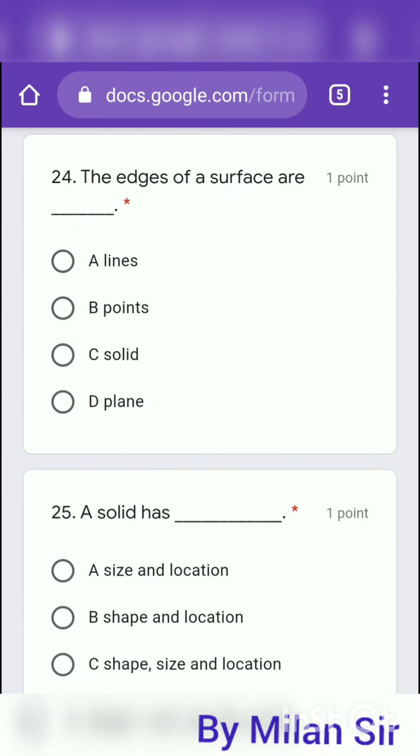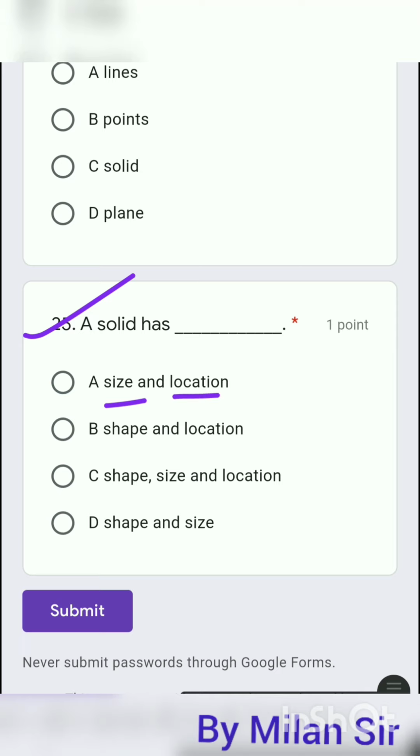Then question 25, a solid has size and location. We cannot specify the location of a solid, right? It can be anywhere. Then shape, size and location is also wrong because we cannot fix the location. But shape and size is the correct answer, right? A solid has a shape, that means cuboid shape, cone shape, and size, that means its dimensions, length, breadth, and height. So a solid has shape and size. So option D is correct.